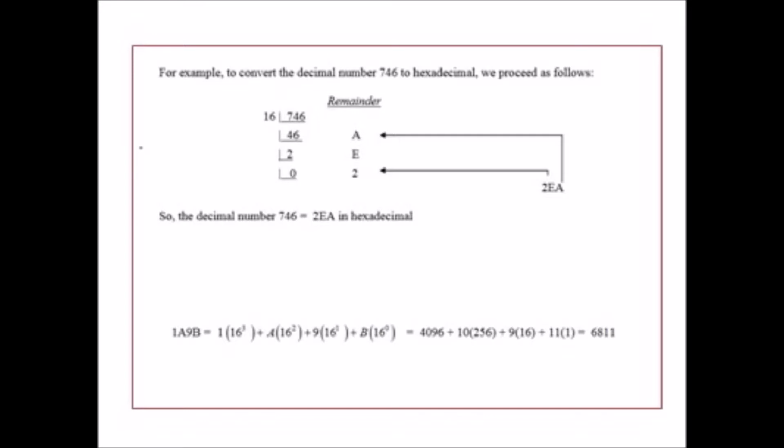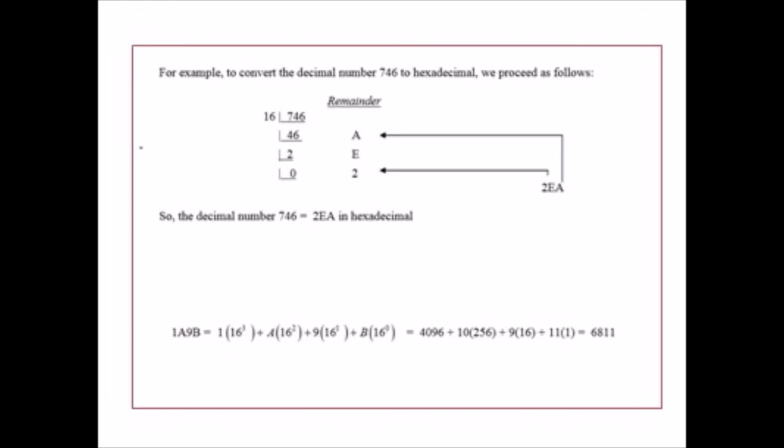Hexadecimal means 16, so we have to divide the decimal number by 16. So 746, 16 into 46 is 736, and 10 will be the remainder. So hence we have to write it as A. Again, 16 twos are 32, 14 will be the remainder. So 14, the letter representation is E, and 16 zeros are 0, so 2 will be the remainder. So hence the decimal number 746 will be written as 2EA in the hexadecimal system.